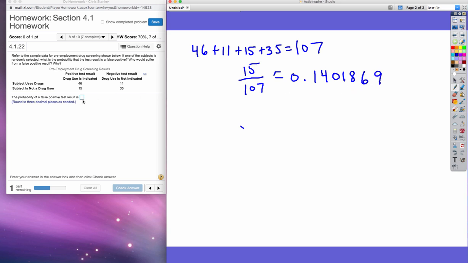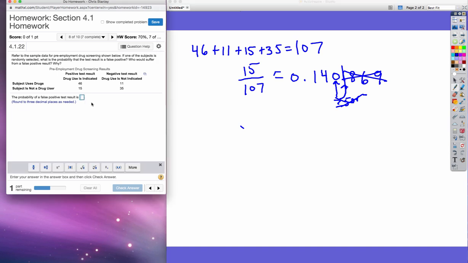I get 0.1401869. Now I know it says to round to 3 decimals, so I need to round this. I come over to here and see, is this 5 or more? That's a no. So then that all just stays and I put it in right there. I'm going to put the 0 there, but technically you don't need it.